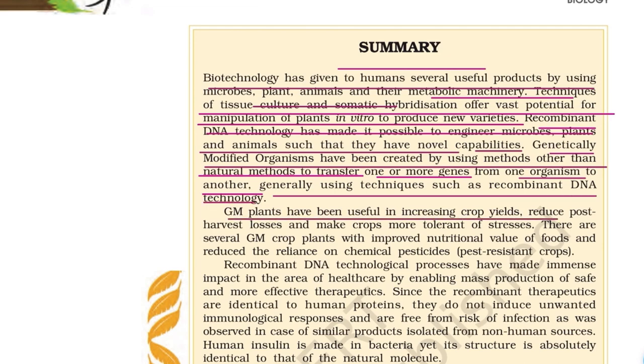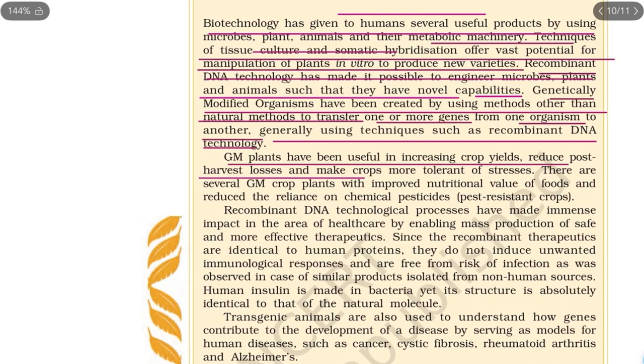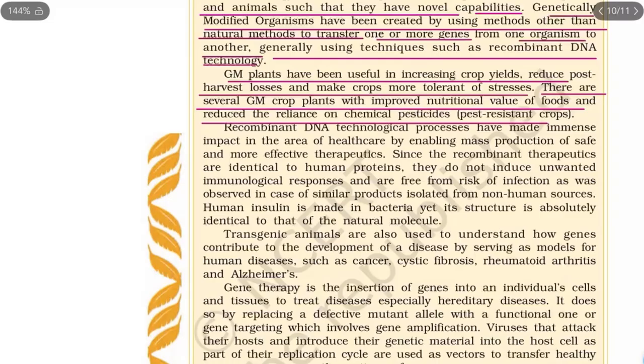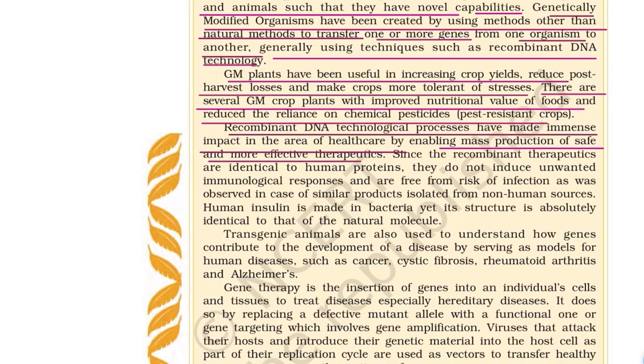GM plants have been useful in increasing crop yields, reducing post-harvest losses, and making crops more tolerant of stresses. There are several GM crop plants with improved nutritional value of foods, reduced reliance on chemical pesticides, and pest resistance. Recombinant DNA technological processes have made an immense impact on the area of healthcare by enabling mass production of safe and more effective therapeutics. Since the recombinant therapeutics are identical to the human protein, they do not induce unwanted immunological responses and are free from risk of animal infections, as was observed in the case of similar products isolated from non-human sources.